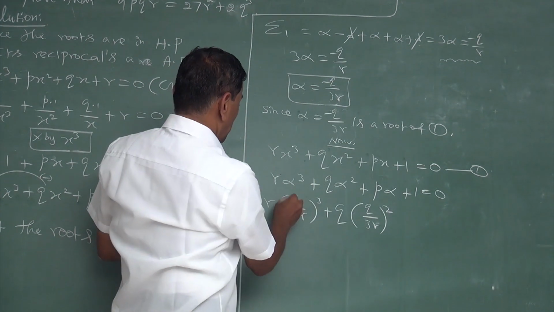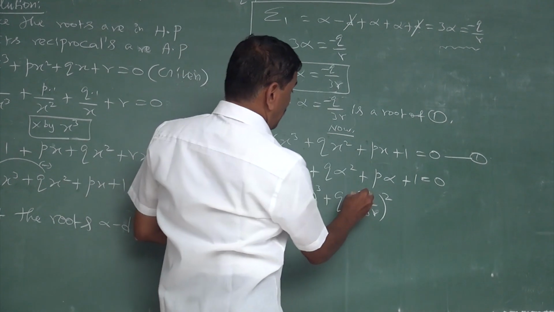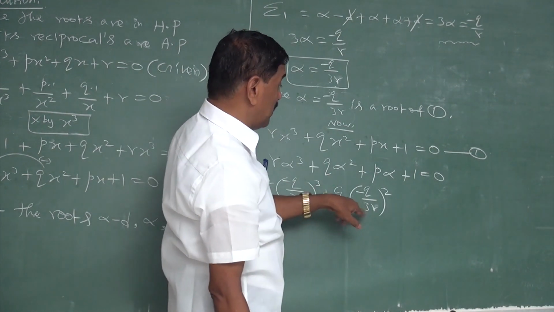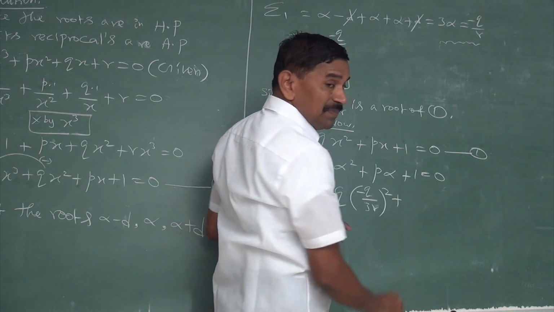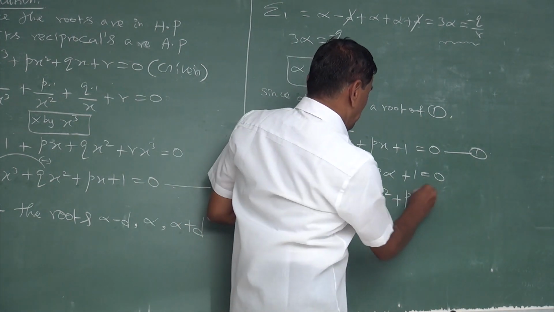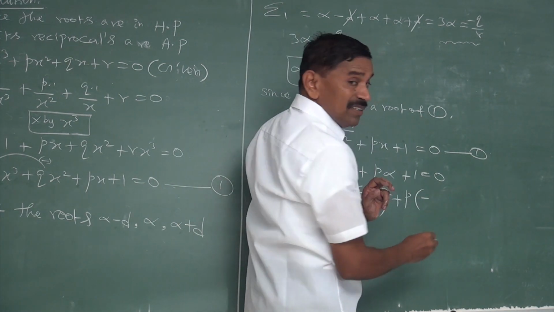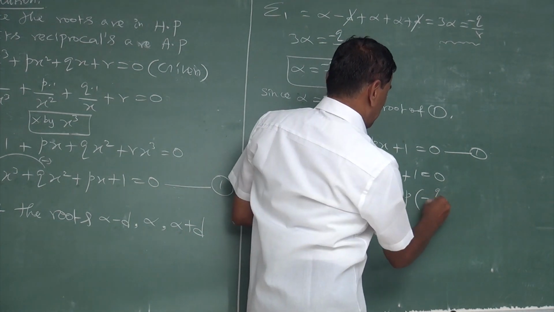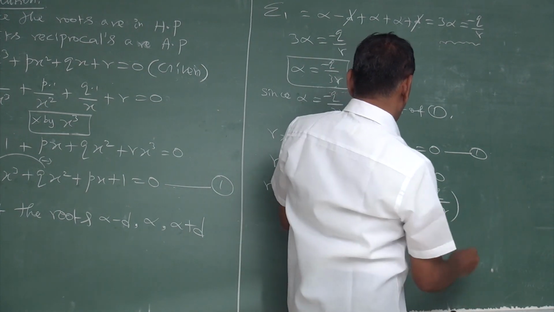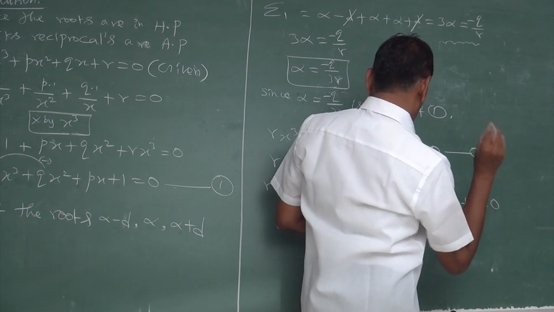Now substitute: alpha is equal to minus q by 3r the whole cube, and alpha square equal to minus q by 3r the whole square. Okay, next step, p into alpha is equal to minus q by 3r, plus 1, which is equal to 0.